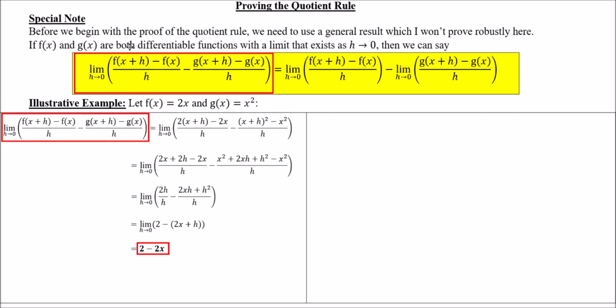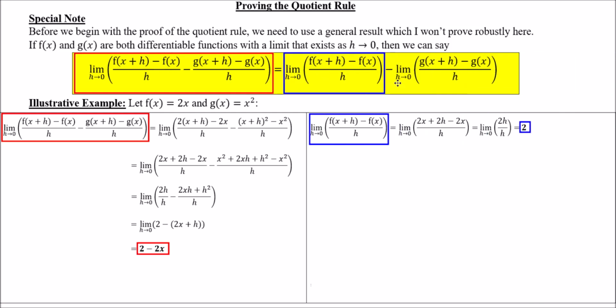Let's now consider this broken up into two separate limits. So first of all, the derivative function of f of x considered separately. From year 12, this is the derivative function of f of x. If we plug in that f of x is 2 times x, we get this expression, which simplifies to 2h over h. So it's the limit as h approaches 0 of just 2, which will just be 2 because 2 is a constant. And so the limit for f of x is 2.